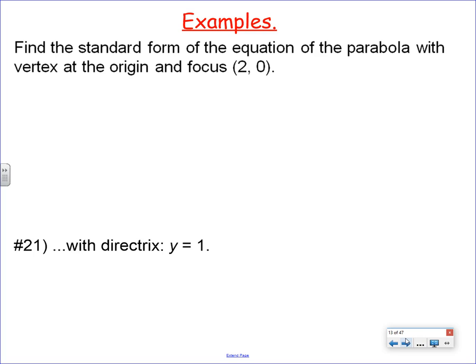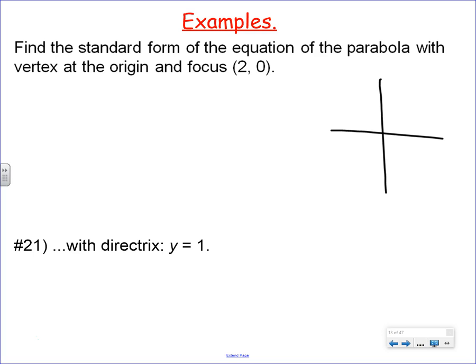Find the standard form of the equation of the parabola with the vertex at the origin and the focus at 2, 0. My advice for anyone who is at all visual in any way, shape, or form, my advice is to graph it. Either visualize the graph, if you can do that, or draw the graph. You're like, I don't have a lot. I know, but you do have some. Visualize.